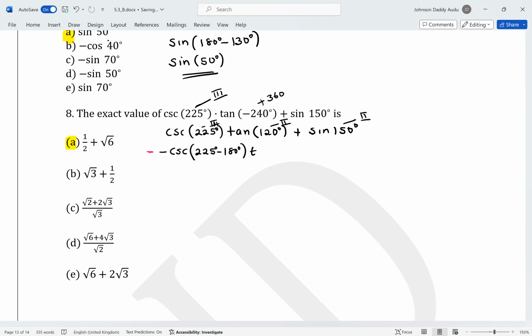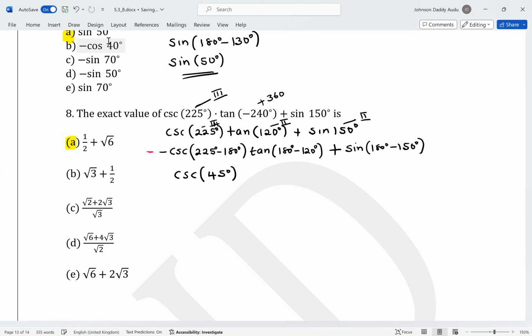And this is going to be tan of what? 180 minus what? 120, since we're in the second quadrant. Then plus sine is positive in the second quadrant, so the sign will not change. So this is sine, then 180 minus what's 150. Minus minus is gone, so this has become cosec of what? Is it 45?